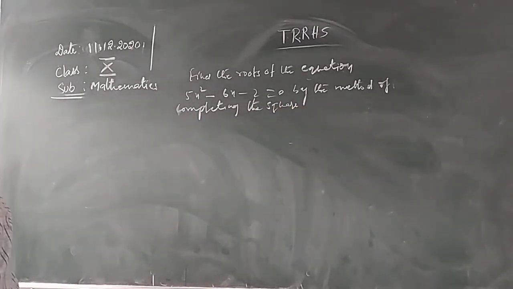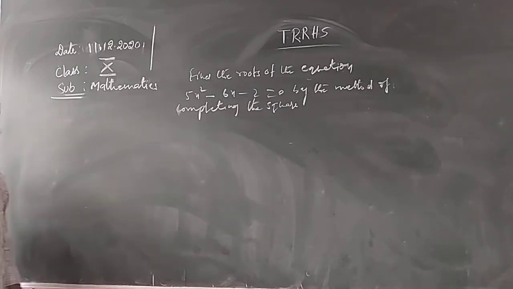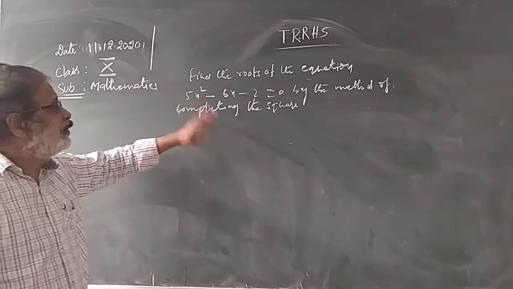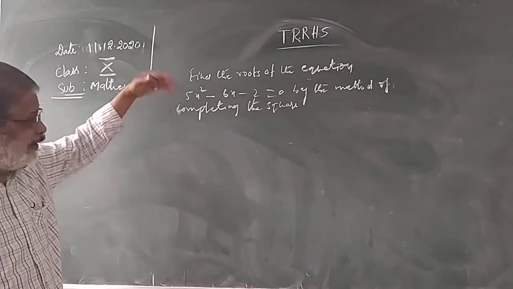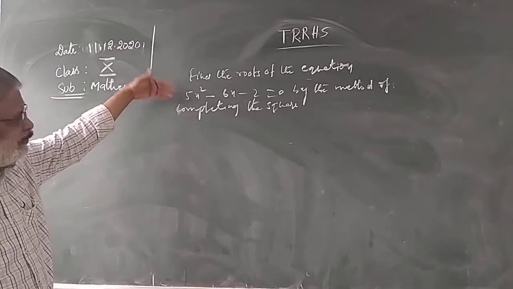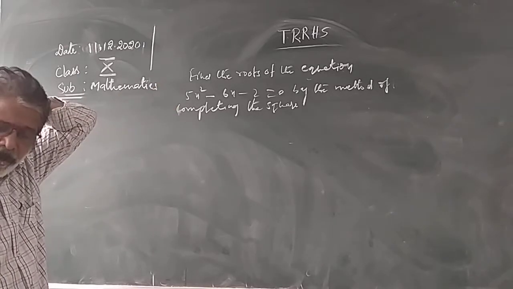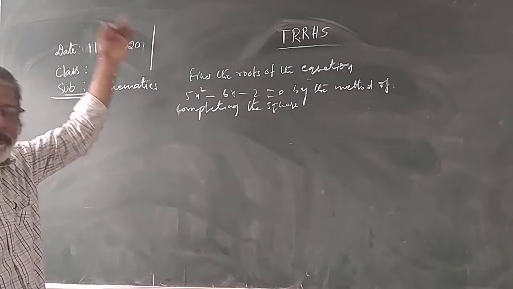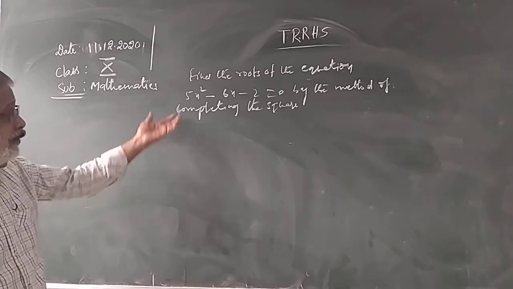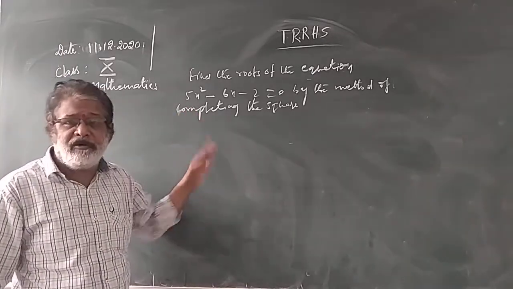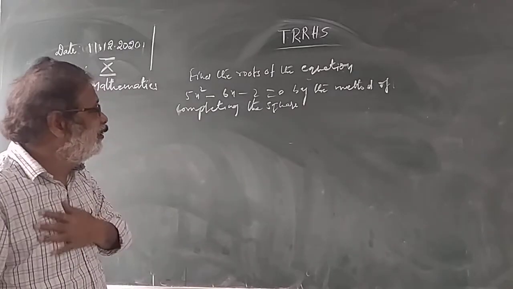Yesterday I already explained this, so let us start the problem with the same method. How to factorize this? How to find the roots? This is a quadratic equation. It has two roots, alpha and beta. Earlier we did it by the factorization method. Yesterday's method is completing the square: how to find the roots of the given quadratic equation by completing the square.